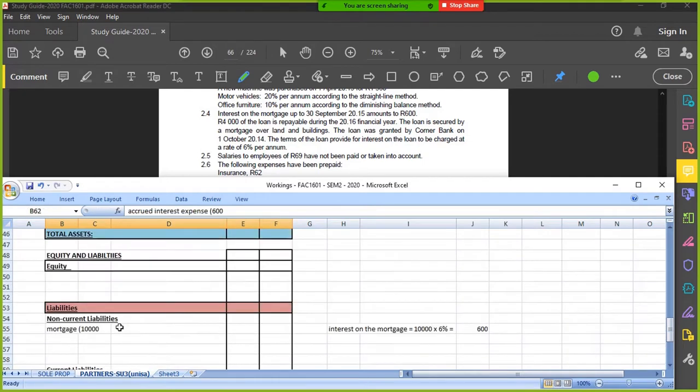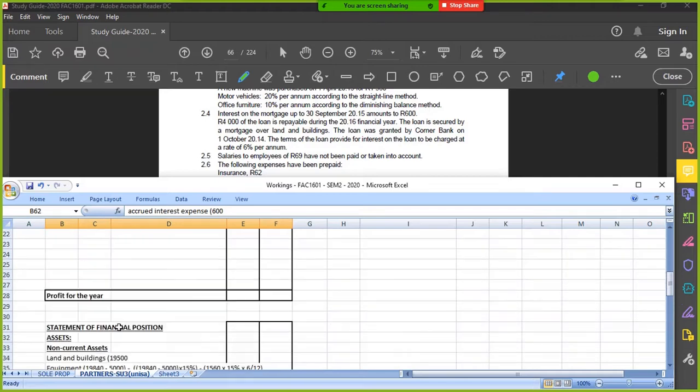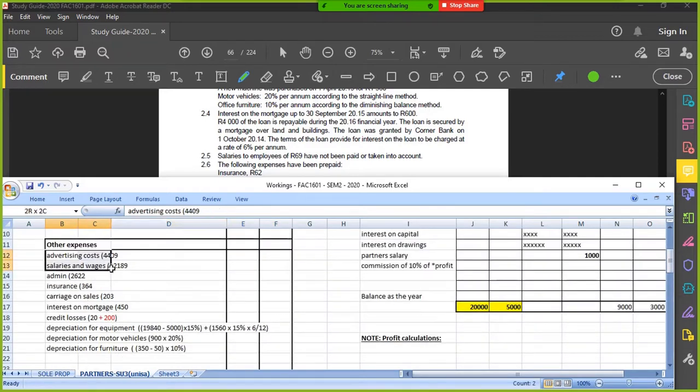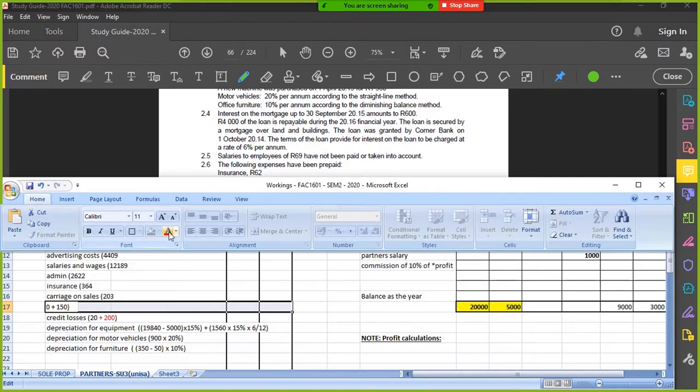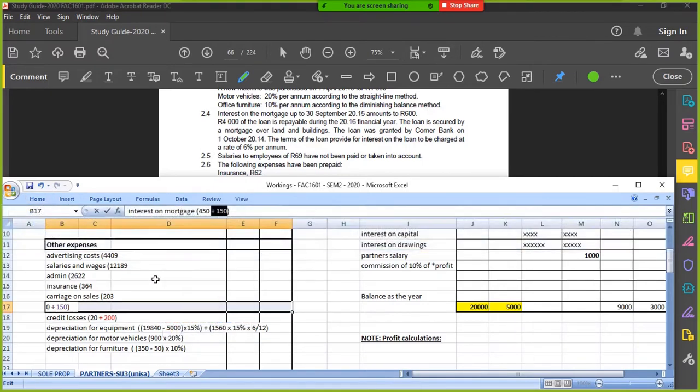This will affect the interest. Where's my interest? Here. Okay, did I have interest here? I had interest on mortgage. Do you see it? Oh, okay, here. Interest on mortgage is 450. What should it be? 600. Add 150. Do you see that? Okay, this is the accrual. I'm going to highlight that in purple.